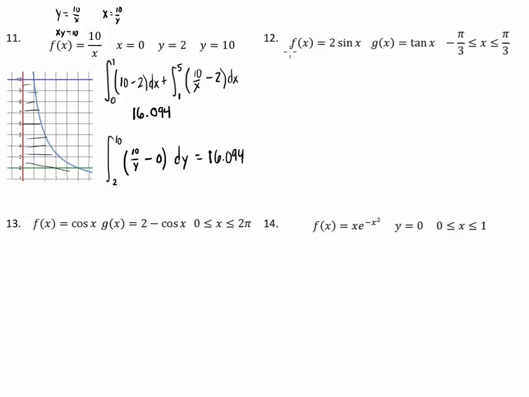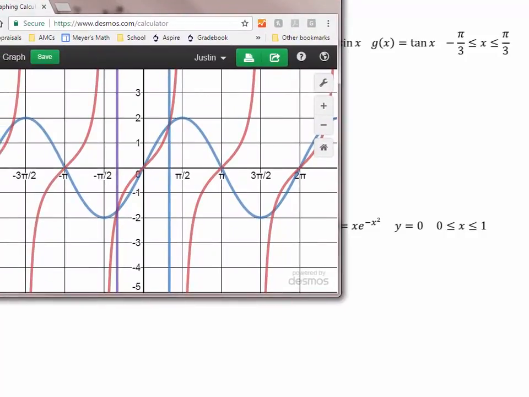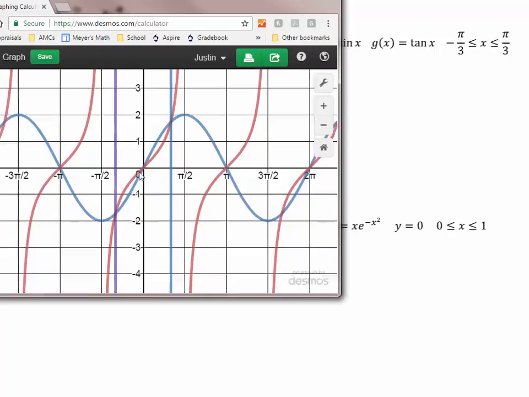All right, let's look at number 12. Let's see what a picture of this thing looks like. All right, so here's the graph of number 12. So it's kind of a mess. So this blue line right here is our sine function. Okay, this red one right here is our tangent function, and then it's already restricting our domain for us. It's telling us, hey, we're going from negative pi thirds to pi thirds. So I've also drawn those in there too.